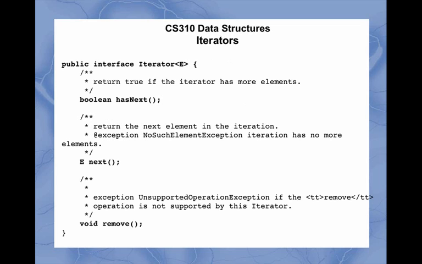Here's the iterator interface in Java. It has three methods: hasNext, next, and remove. hasNext is just the signal, it's a Boolean, whether or not there is another element in the collection that has not yet been returned. The next method returns the very next element in the collection. And finally, we have the remove method.